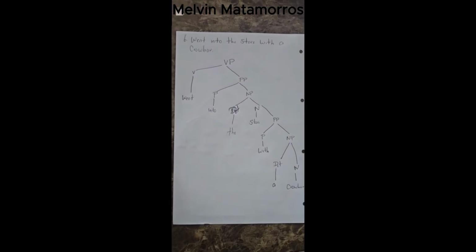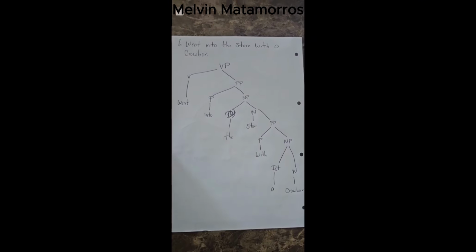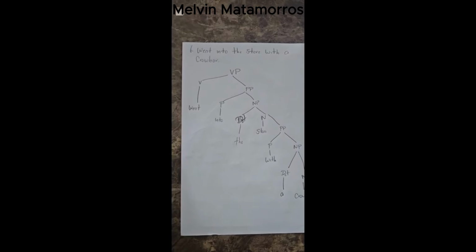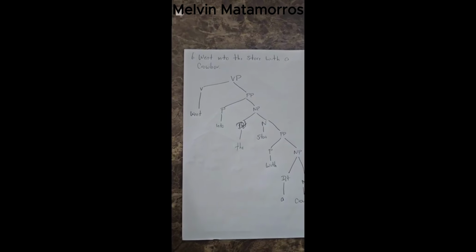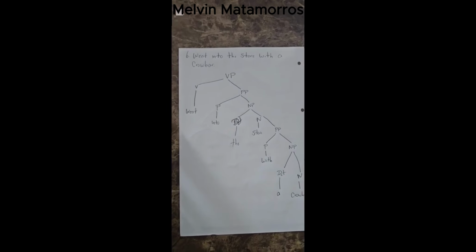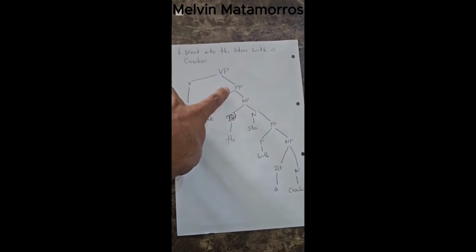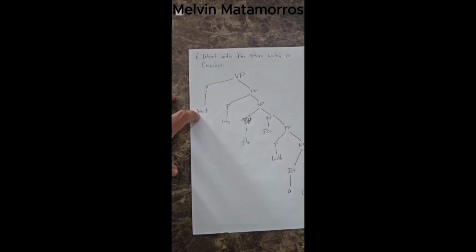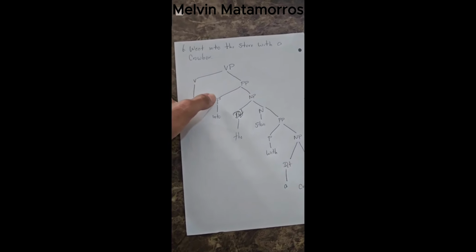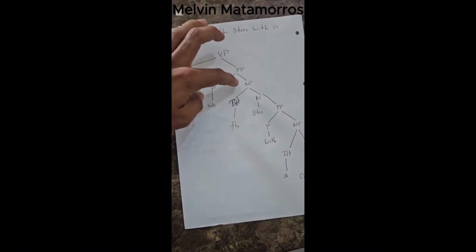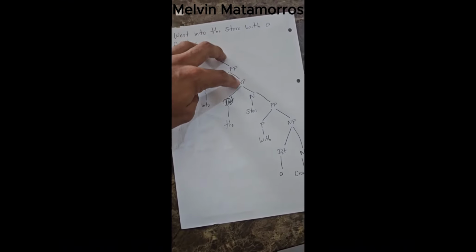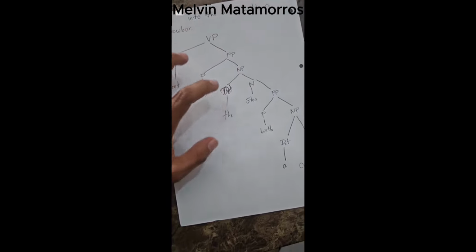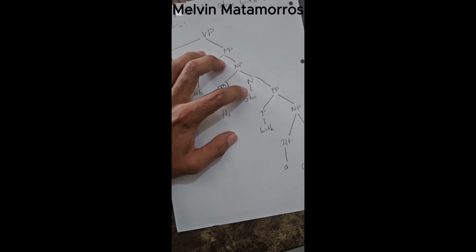So we have the number 6, went into the store with a crowbar. We have a verb phrase. The verb phrase is divided into a verb and a preposition phrase. The verb is went. The preposition phrase has a preposition, that is into, and a noun phrase that has a determiner and noun. The determiner is the in this case, and the noun is store.